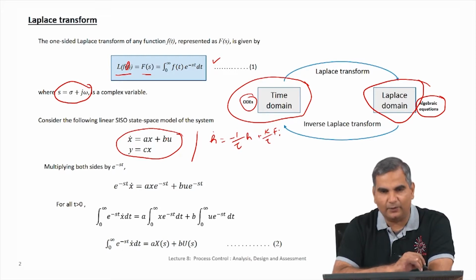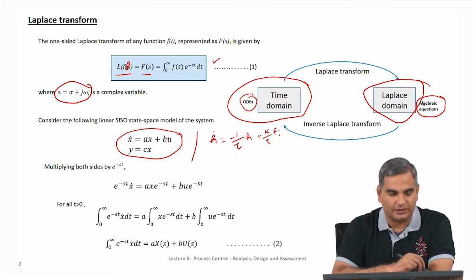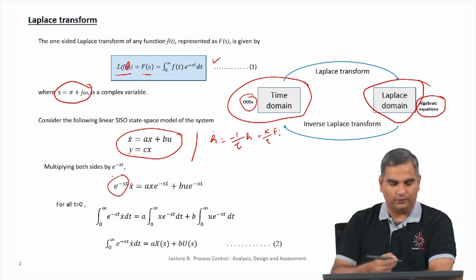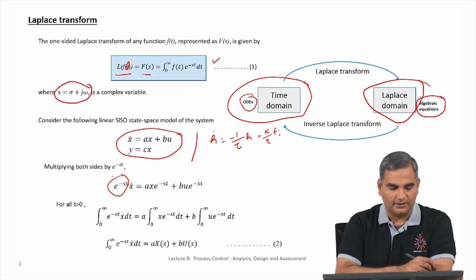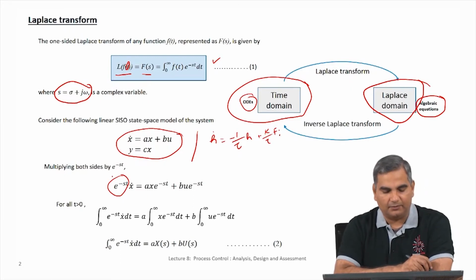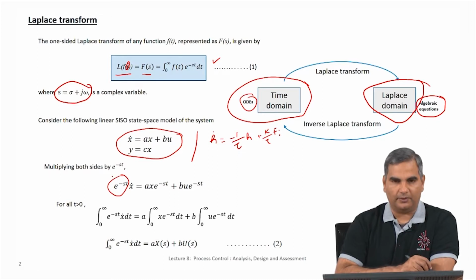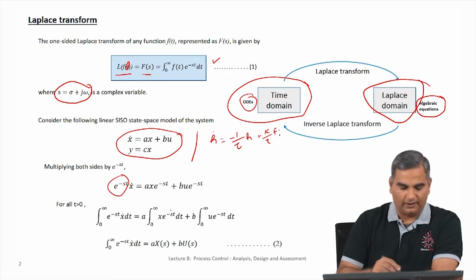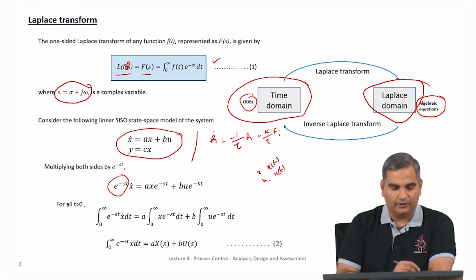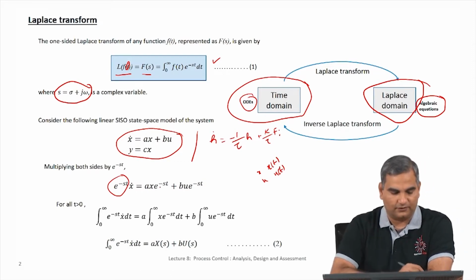So, just like how I used my integrating factor when we were solving the time domain equations, let us assume that I am multiplying both sides by the term e power minus st, which is something I can do since I am multiplying the equations on both sides. So, I will have this equation read as e power minus st x dot equals a x e power minus st plus b u e power minus st. Keep in mind, to avoid cluttering the slides, we have just written x, but really x is a function of time, x of t, and u is also a function of time, u of t.